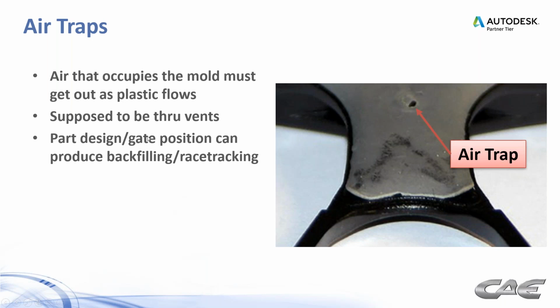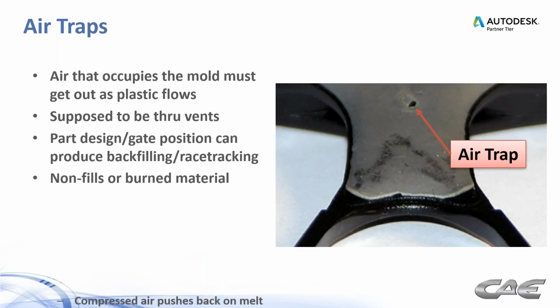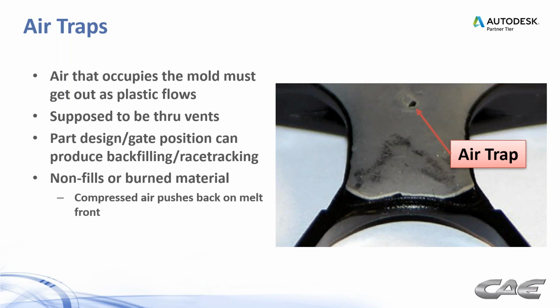So the part design, gate position can produce these backfilling or racetracking effects. They can cause non-fills, or they could possibly actually burn the material. That burned material comes from compressed air. That volume of air gets compressed as the backfilling occurs. And as we know from our old chemistry books, compressed air leads to higher temperatures of the air. So that's what happens. And if it's high enough to burn the material, then you might see a burn mark on your part.